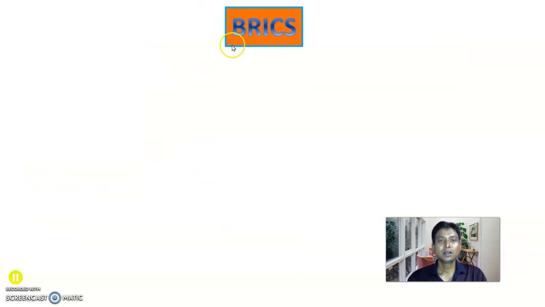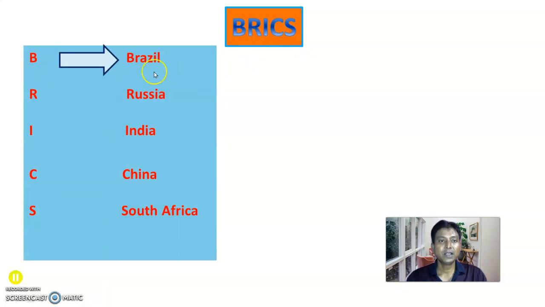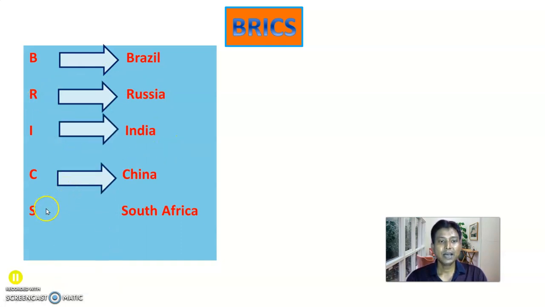So students, BRICS, what is BRICS? B-R-I-C-S. B for Brazil, R for Russia, I for India, C for China, and S for South Africa. The initial letters of these countries make BRICS. I hope you understand better.